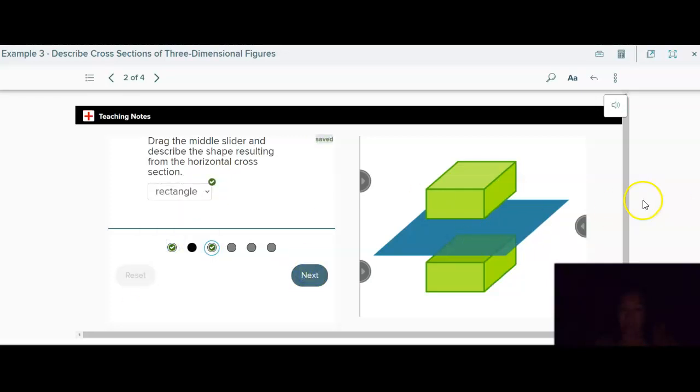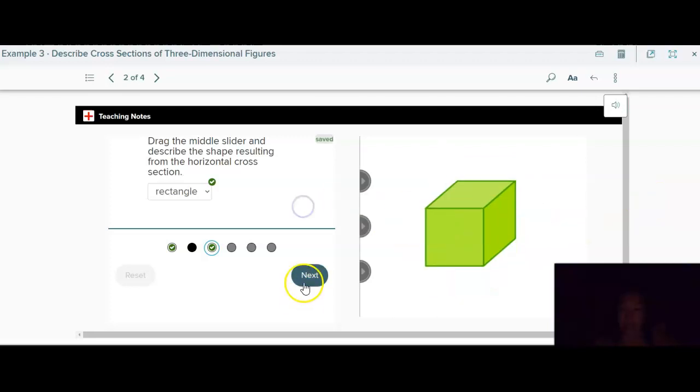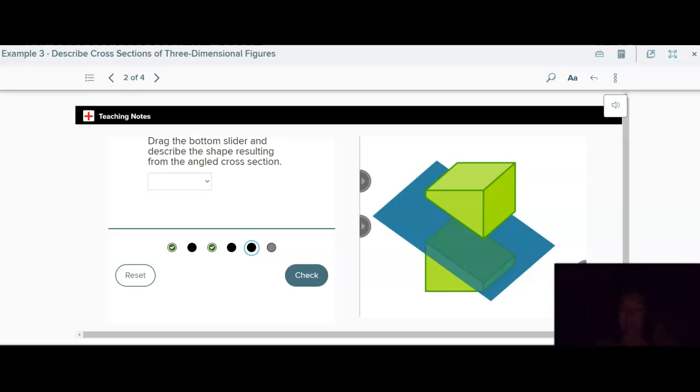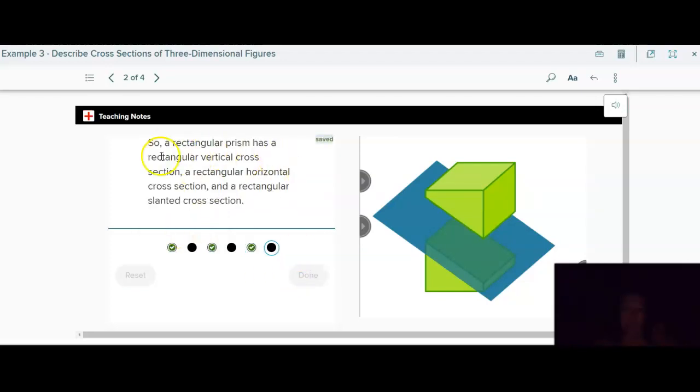I see a rectangle. And if we were to slice it this way, that's interesting, but what shape do you see? This also does look like a rectangle. So in this case, a rectangular prism, they're vertical, rectangular, and rectangular slanted. And they all end up being rectangles.